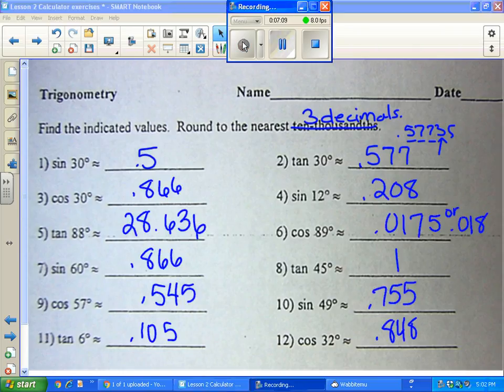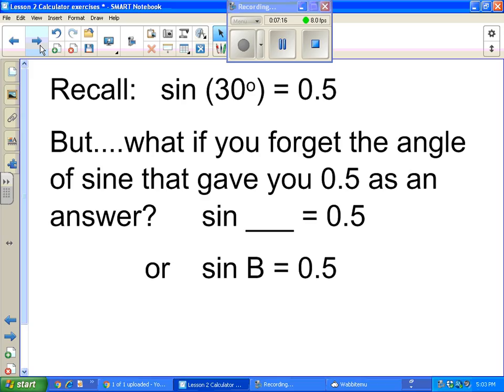All right. I hope you paused the video and that you took time to go through, and that you can verify these answers. All right. Now let's move to the next part. Recall what we just did a few minutes ago that said the sine of 30 degrees is 0.5. But what if you forgot the angle of the sine that gave you 0.5 as an answer? In other words, you forgot about this. So I have the answer, 0.5, but I simply need the angle that gave me that.